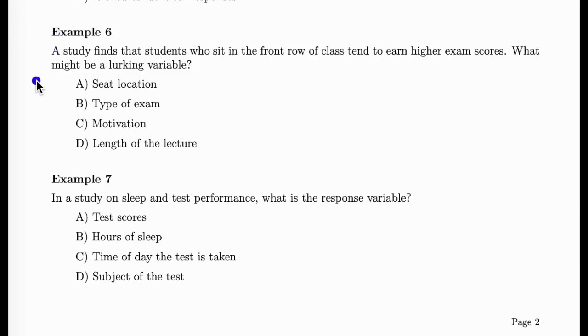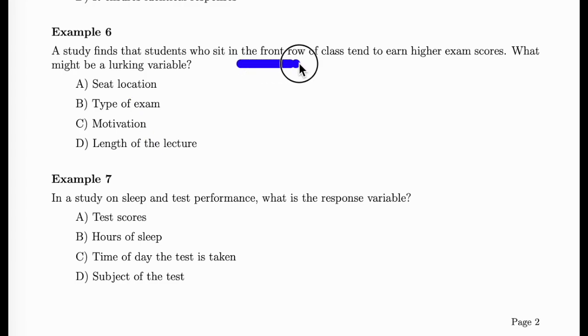Example 6, a study finds that students who sit in the front row of class tend to earn higher exam scores. What might be a lurking variable? So we're looking for something in addition to the fact that the student is sitting in the front row that might help the student earn higher exam scores.